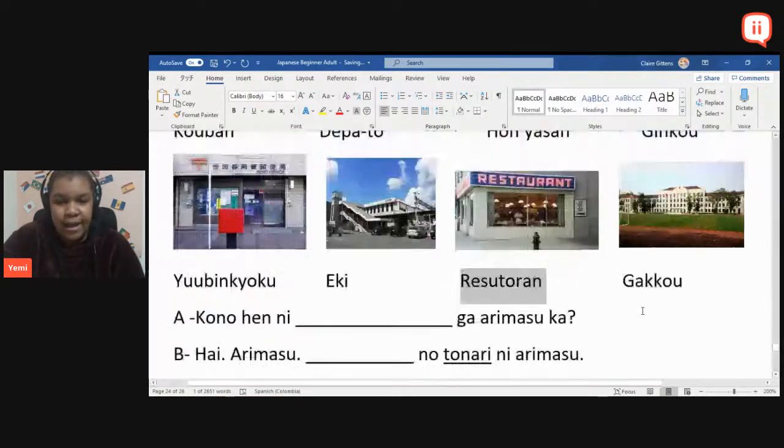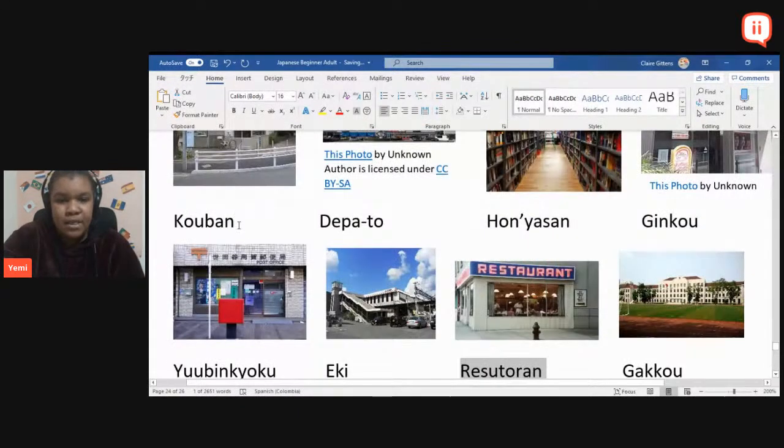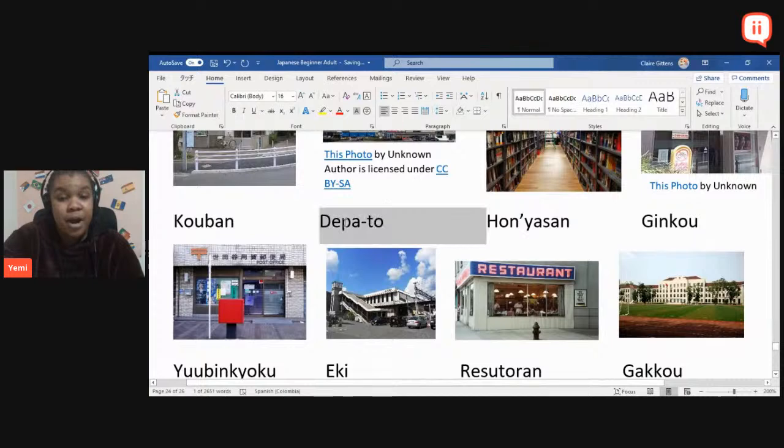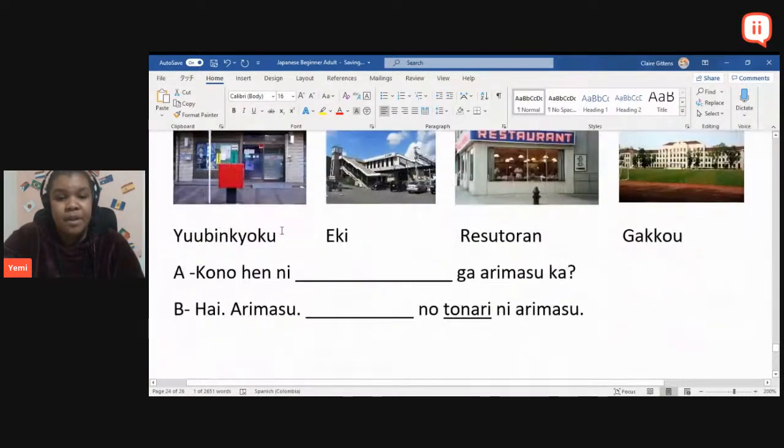Now let's try the Koban. I'll say Koban, and you would say it's next to the department store. Depato. Depato. Okay. この辺に交番がありますか?